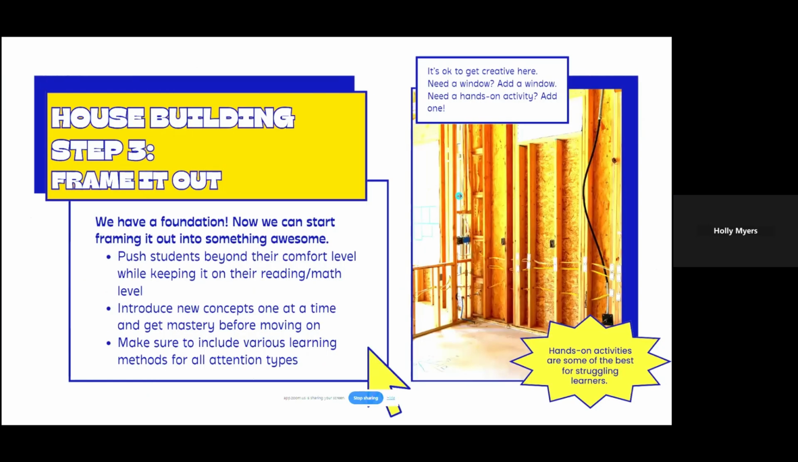All right. So, step 3, you're going to frame it out. Okay, this is where I told you do not take this as real construction advice. But this is where you can get creative. You need to push the students beyond their comfort level. Just because they finally got those vocab words down does not mean that's where we stop. We got that foundation. Now we got to actually put something together. Also, introduce things one at a time. Don't be like, here's the entire chapter. Good luck. You want them to get one concept at a time, and as they gain mastery, you move on.